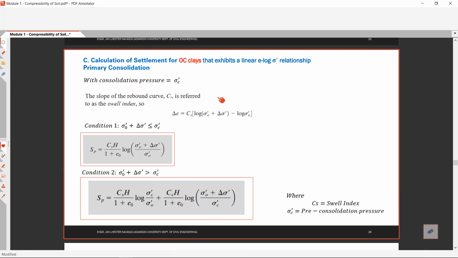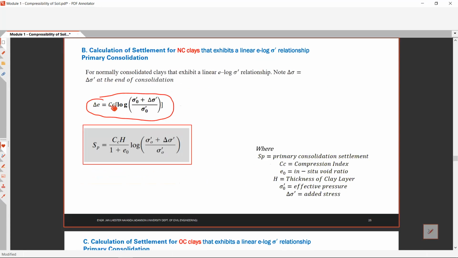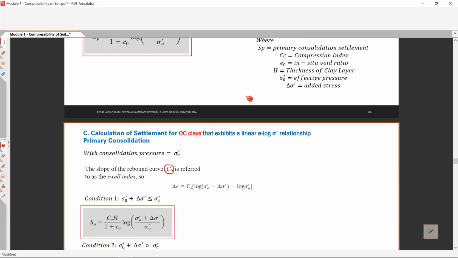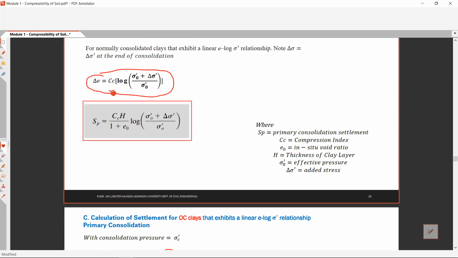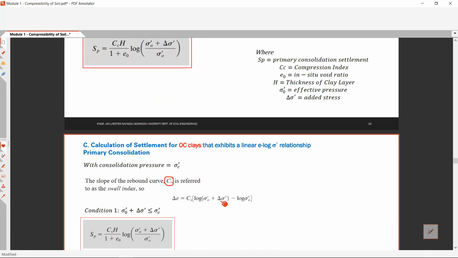So yung slope naman natin ngayon, we denote the slope of the e-log plot as C sub S. So yung C sub S is the swell index. So, same formula for this scenario, bago lang yung notation. Naging C sub S na lang siya. So, same pa rin yung formula for delta e. Delta e or the change in void ratio is equal to C sub S log of effective overburden pressure plus the induced pressure minus the logarithm of effective overburden pressure.